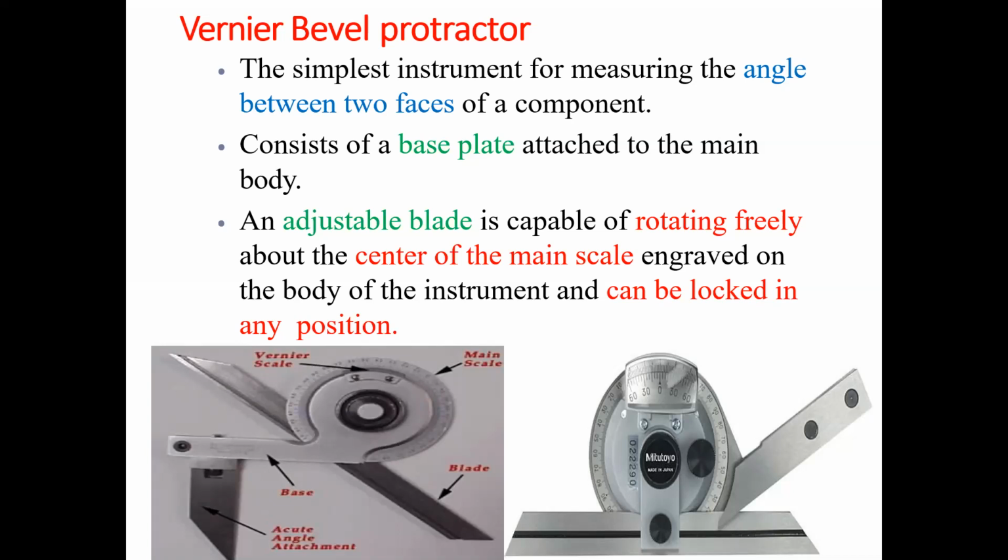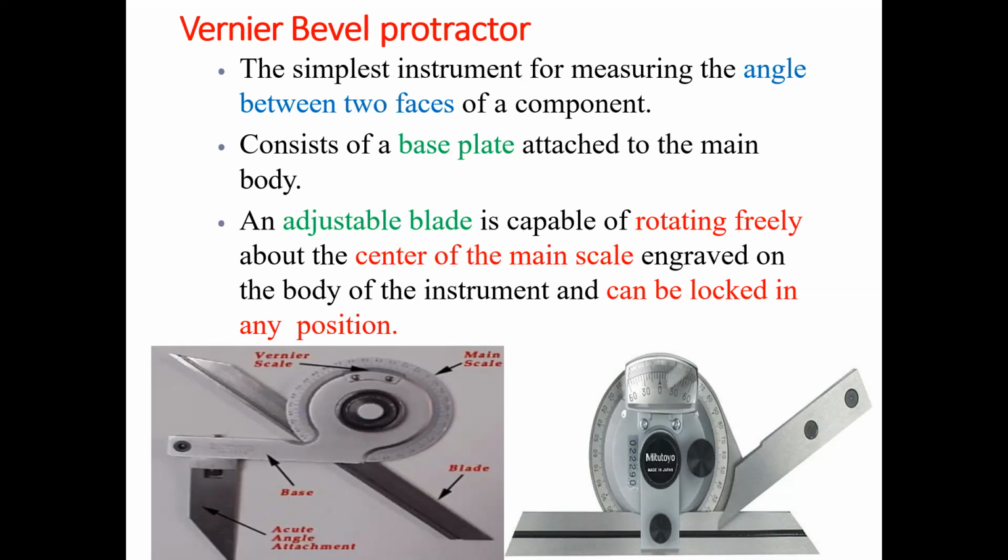Okay, my students, the vernier bevel protractor is used for measuring the angle between two faces. If you take any work part having two faces, those two faces are aligned with the face of this blade and the face of this acute angle attachment. Or sometimes, if there is no acute angle attachment, you place the work part between the base end surface and the blade end surface, and measure the angle on this vernier bevel protractor.